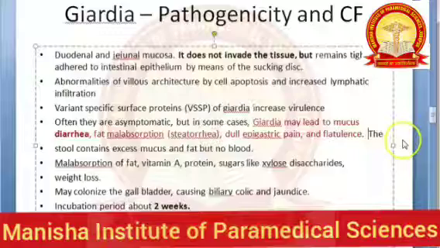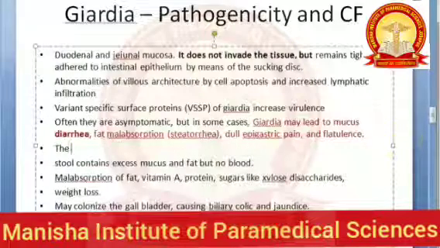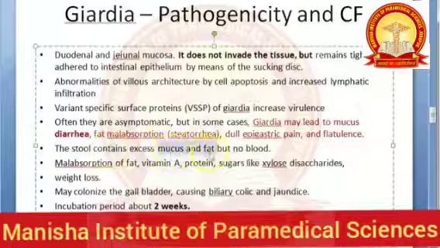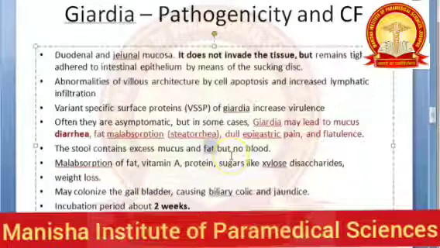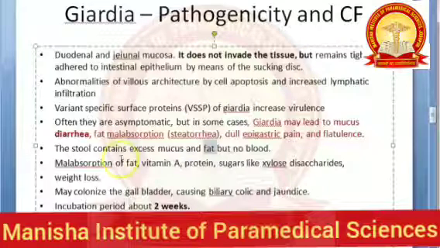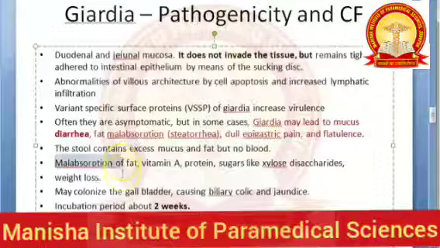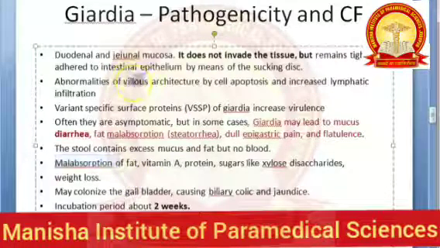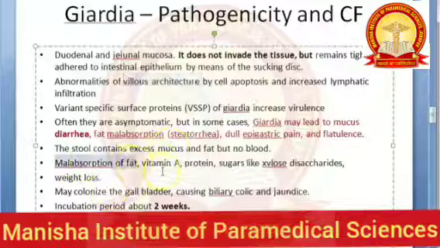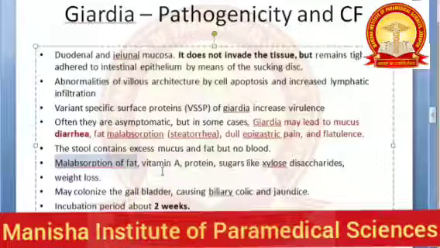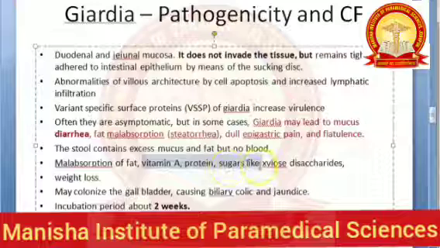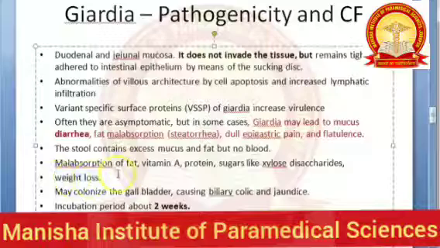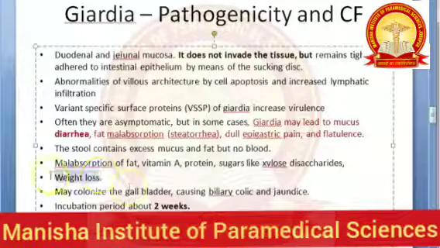The stool will contain excess mucus and fat but no blood. It will not have blood, remember. It contains mucus and fat. Fat, we told you, steatorrhea. The stools are going to be offensive in odor. Malabsorption will occur in that person because the villus architecture is lost, right? So he will have malabsorption. He will not absorb fat. He cannot absorb vitamin A, proteins, sugar. So basically he will become malnourished also. There will be a lot of weight loss, right? Weight loss will be there in this person.